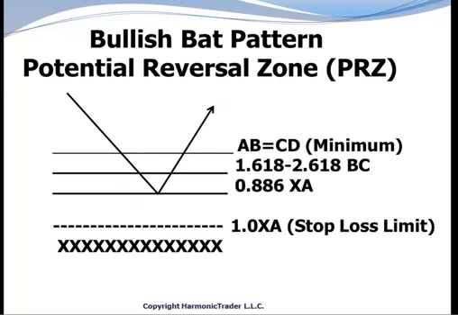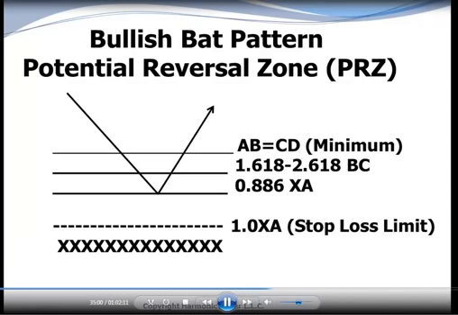The bullish bat pattern potential reversal zone is going to look something like this. Your ABCD is a minimum, but usually that variation is going to be extended. And then typically the 886 is going to be a little bit lower, the lowest measurement in the zone, but it's usually going to be the most critical. So as soon as that 886 is tested, then we're looking to take action from an execution standpoint.